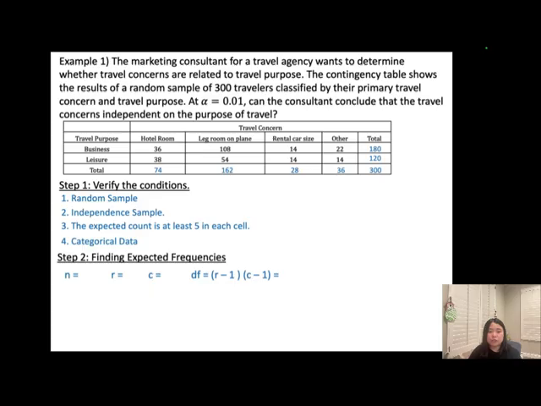Okay, find the expected frequency. I want you to try to fill in this information. So n, we do have 300. How many rows do we have? We have only 1 and 2. Columns, we have 1, 2, 3, 4. Okay. So I'm going to calculate the degrees of freedom here. You could calculate it when you're working on the p-value.